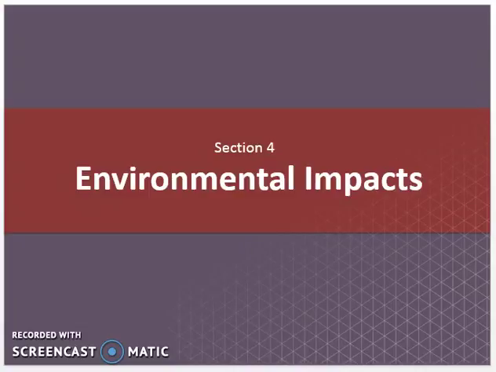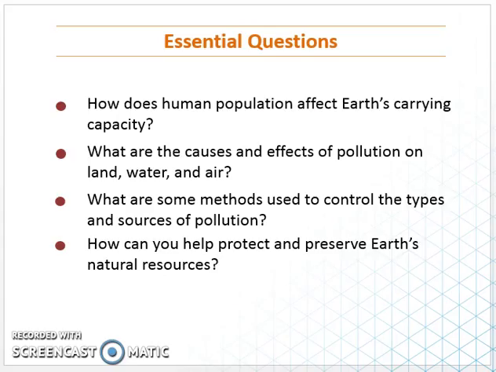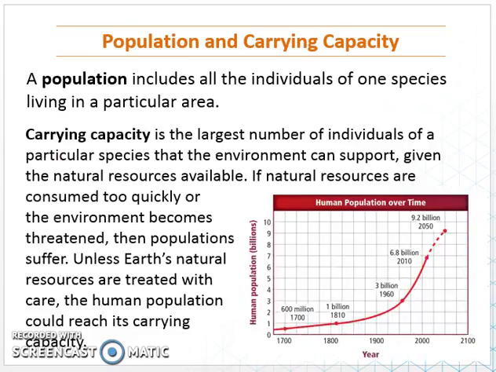Physical Science 8.4 Environmental Impacts. How does human population affect Earth's carrying capacity? What are the causes and effects of pollution on land, water, and air? What are some methods used to control the types and sources of pollution? And how can you help protect and preserve Earth's natural resources?